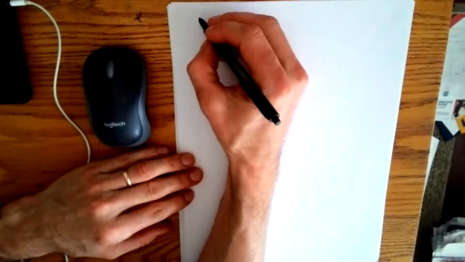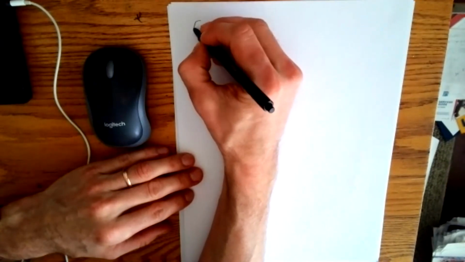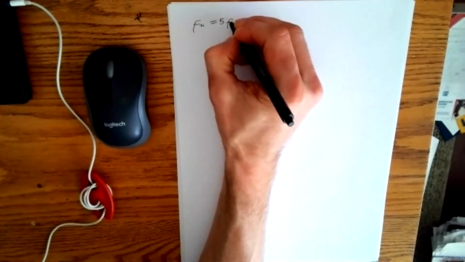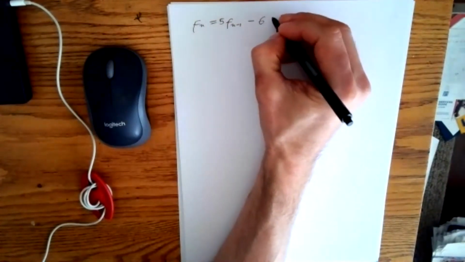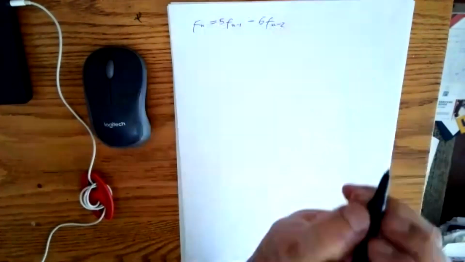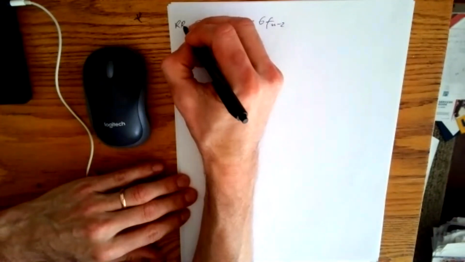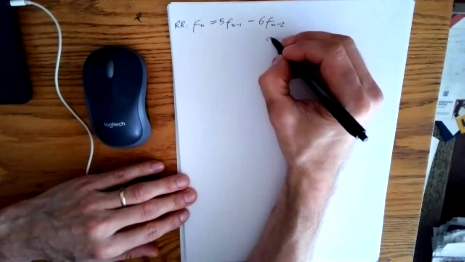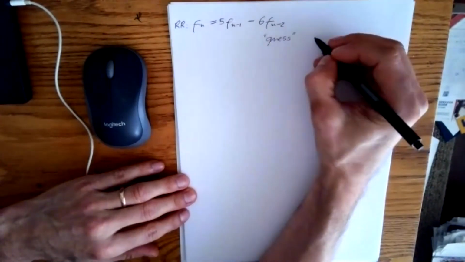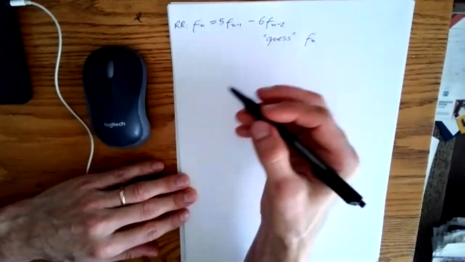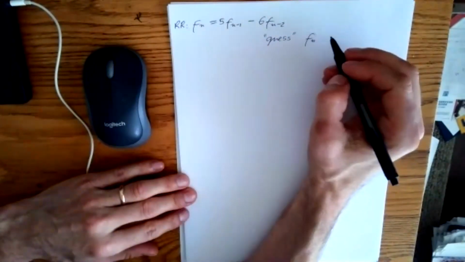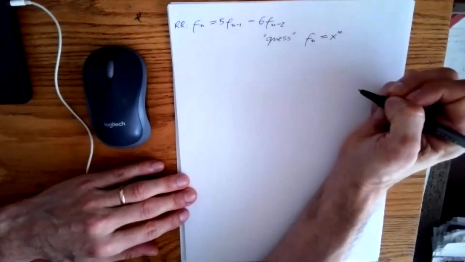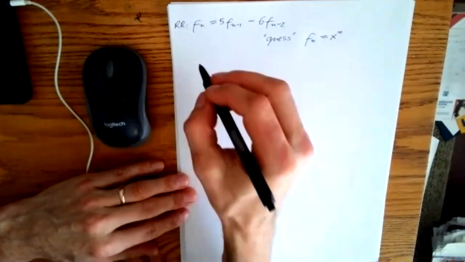Okay, let me do this example on the board. f n is 5 f n minus 1 minus 6 f n minus 2. Right, this is my recurrence relation. And now I basically guess, because, I mean, it's not a guess, it's an educated guess. We basically know that all the recurrence relations that are homogeneous and linear have solutions of this form, and stick it in and see.